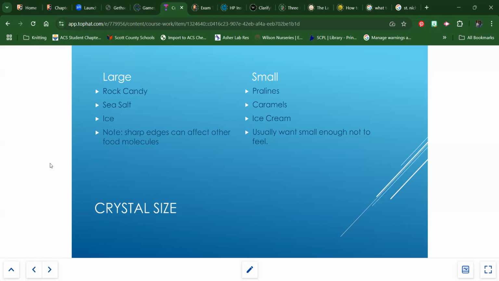Small things. Pralines, these tend to look cloudy. You might think of maple sugar candy. They have a little bit of a grainy texture to them. They're softer. If you go to caramels, you really don't want that grainy feel at all. With ice cream, you want it to be smooth, right? So you usually want those crystals so small that your tongue doesn't really get that grainy texture, except maybe on the praline. Okay. So by controlling how quickly we're forming crystals, or how concentrated our solution is, we can control what that grain size is.